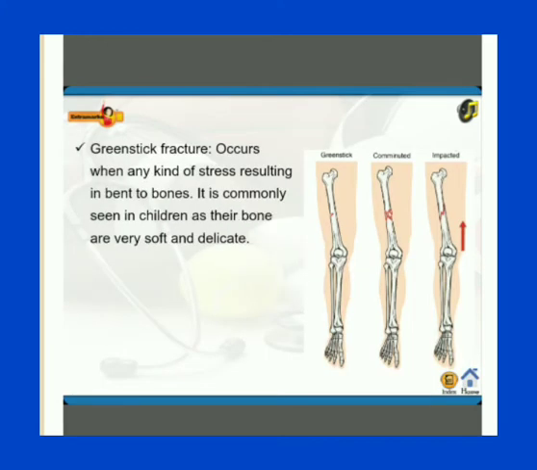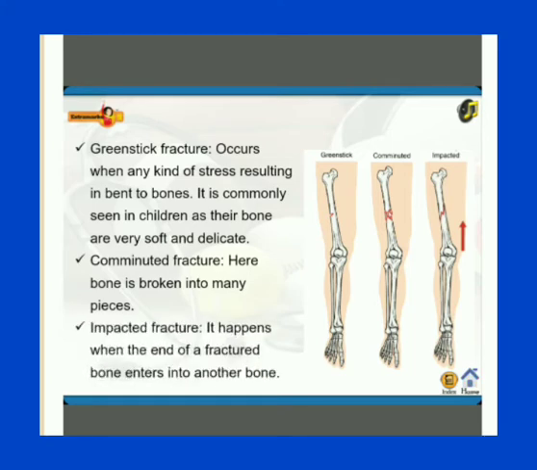Greenstick fracture. It occurs when any kind of stress results in bent bones. It is commonly seen in children as their bones are very soft and delicate. Comminuted fracture. Here, the bone is broken into many pieces. Impacted fracture. It happens when the end of a fractured bone enters into another bone.